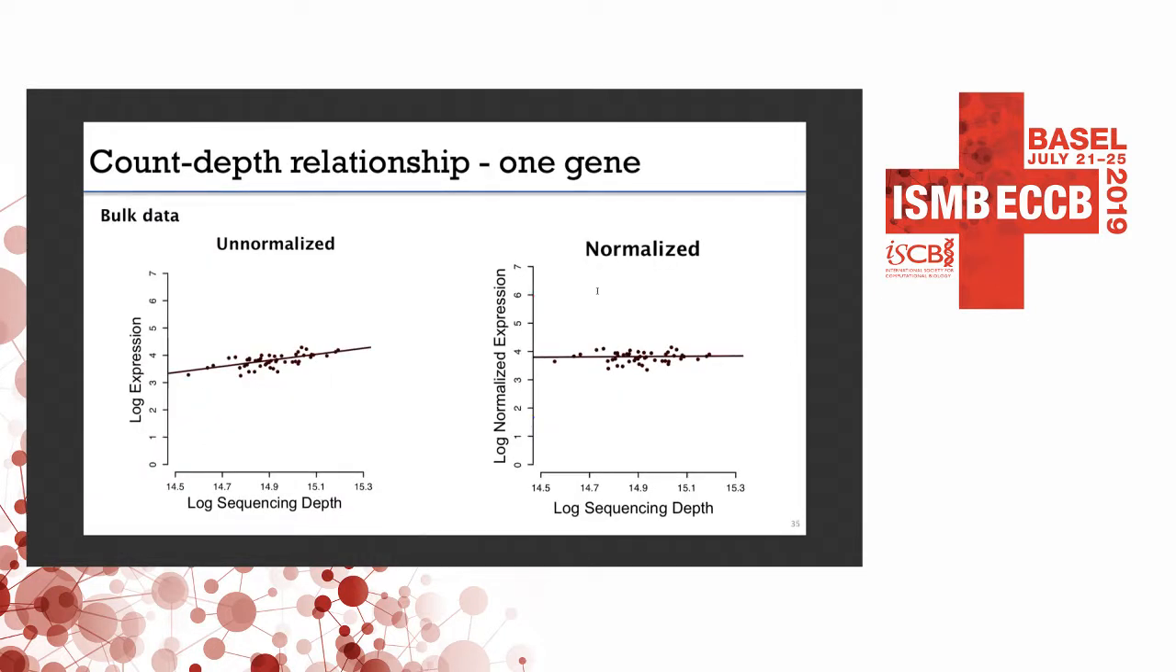So in unnormalized data, we would expect, again, to see this proportional increase. And if we've normalized the data, we want to remove this relationship. So if we remove it, we would think the line would be flat. So then as a function of sequencing depth, there's no change in expression. And so we should have a slope near zero here. And so that would mean that we've done a successful normalization.